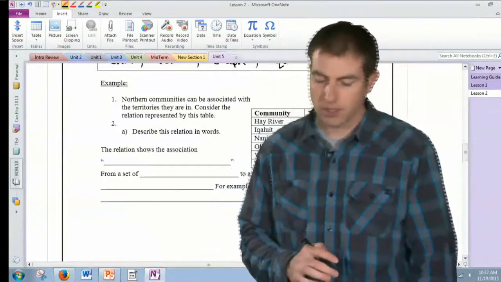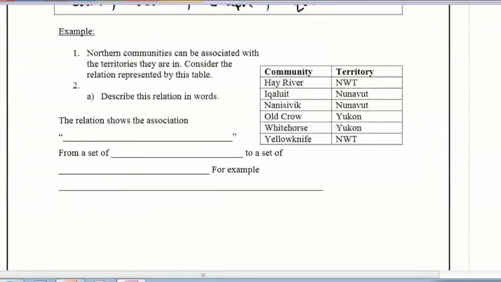Northern communities can be associated with the territories they are in. So we're talking about cities that are in the Northern Territories. We've represented it here with a table, and we need to do a few things. We've got a table, but we want to write it in terms of words. And then we're going to represent these a few other ways. So what is the relation showing? Can we put this into words easily?